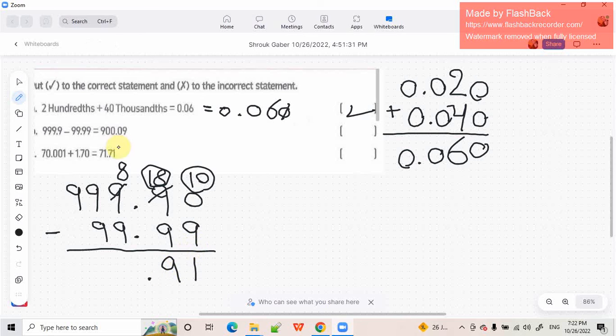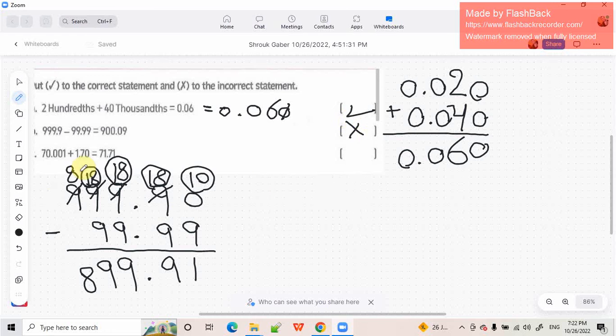Decimal point. 8 minus 9 doesn't work. I will take 1 from a 9. 9 will be 8 and I will put 1 here. 18 minus 9 equals 9. 8 minus 9 doesn't work. I will take 1 from a 9. 9 will be 8, 8 will be 18. 18 minus 9 equals 9. And 8 minus 0 equals 8. So the answer will be 899 and 9100, which doesn't equal 900. So the statement is wrong.